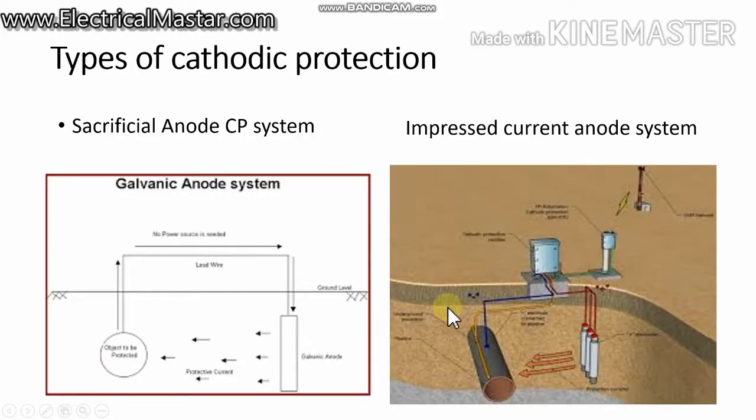Next we will see what types of cathodic protection are available. There are two types of cathodic protection. One is the sacrificial anode system. Another one is the impressed current anode system.